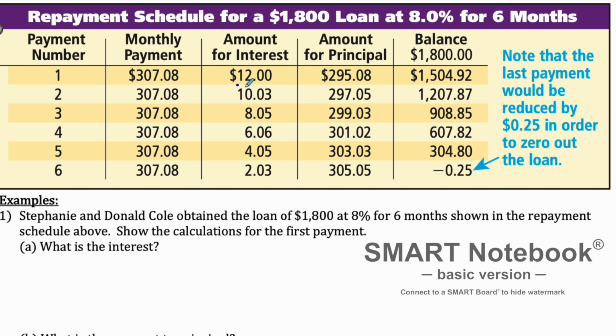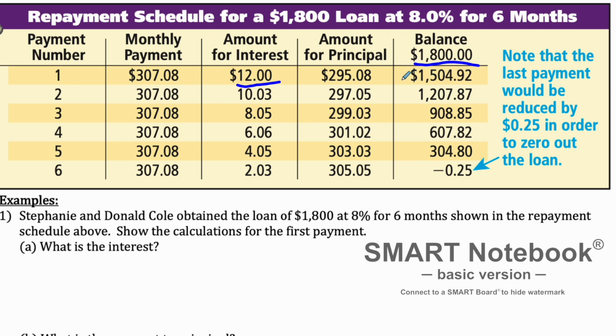The interest amount is calculated after each payment. So this $12 came from the original amount. And that's what we're going to do in the first part of this problem: where did that $12 come from? The amount to principal is basically just taking your monthly payment and subtracting off your amount for the interest. So that's your amount to principal. This amount to principal is what's subtracted from your balance to give you the new amount that is owed.